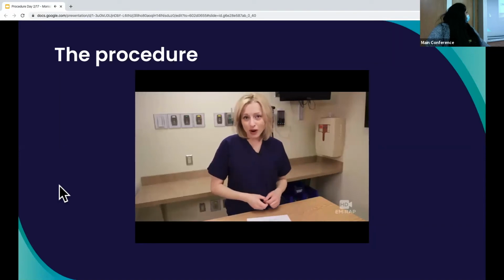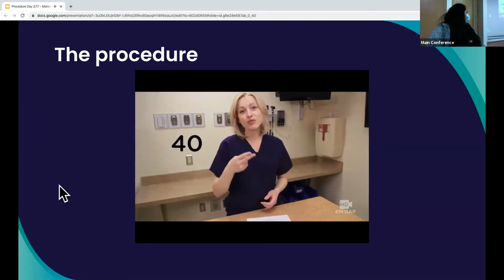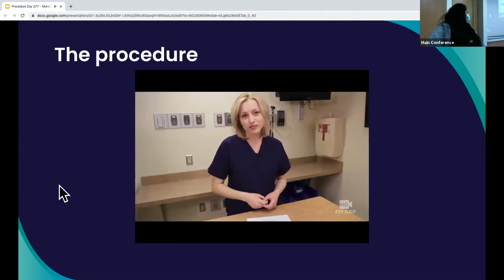You're only going to remember one number. I want you to remember 40. 40, that's 40. It's the intraocular pressure when you need to cut and ease the compartment. Let's go through the steps.